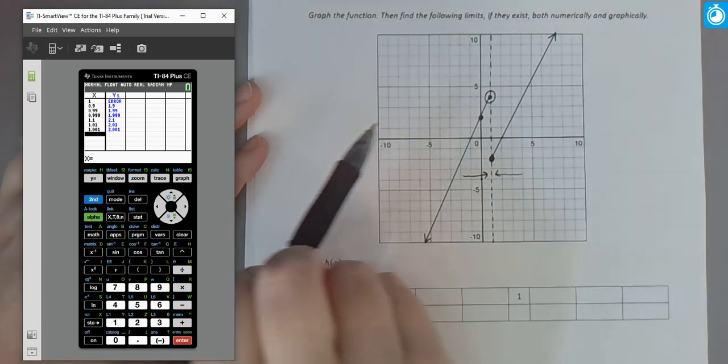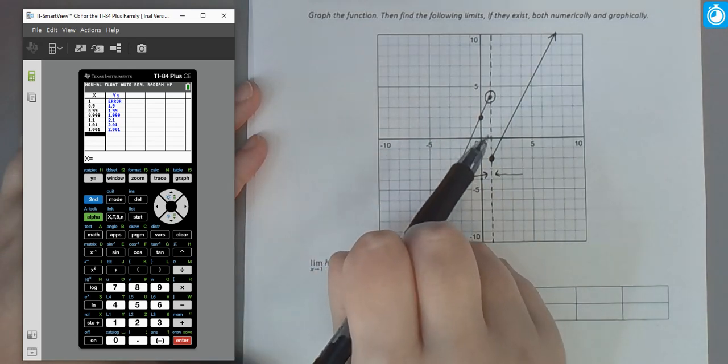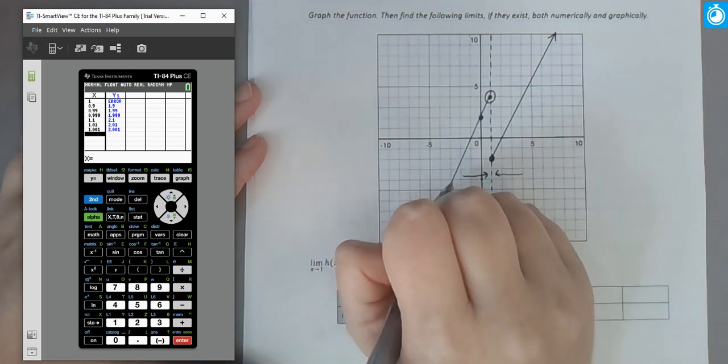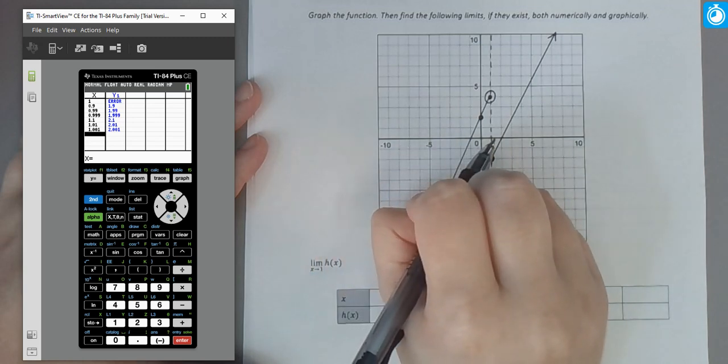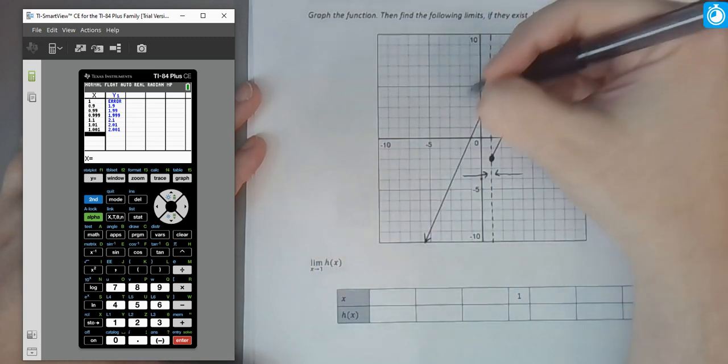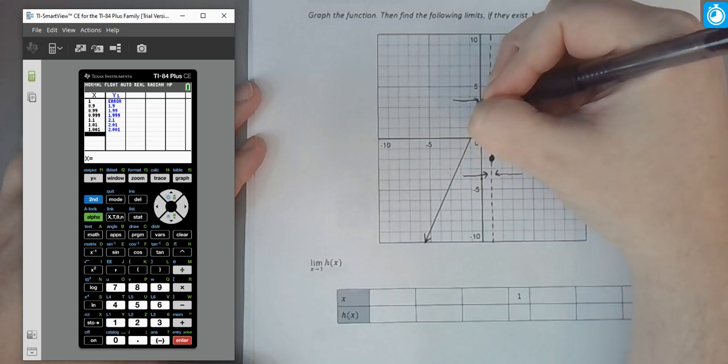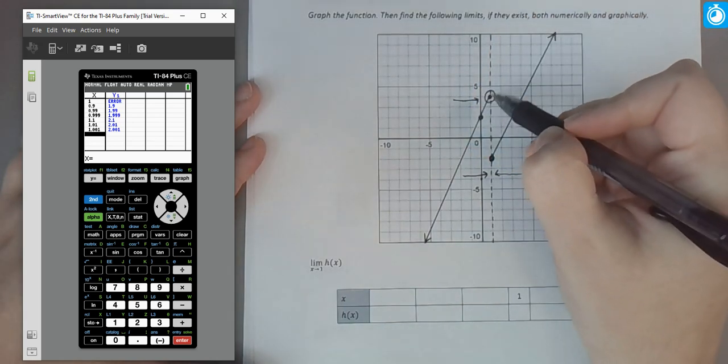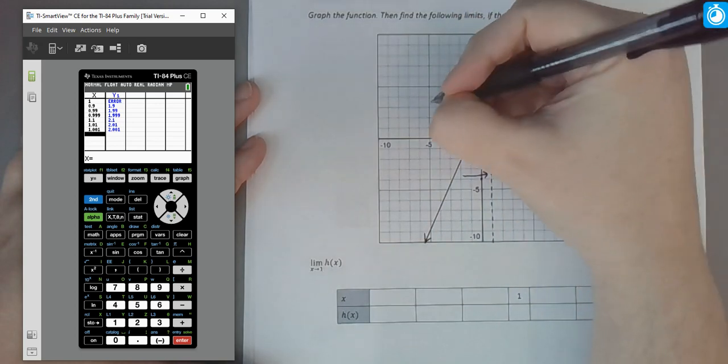Now as we approach x equals 1 from the left, as we trace our y values and get closer and closer and closer to this x value in question, our y values are getting closer and closer and closer to the value y equals 4.